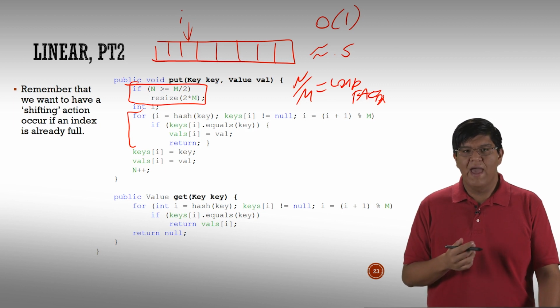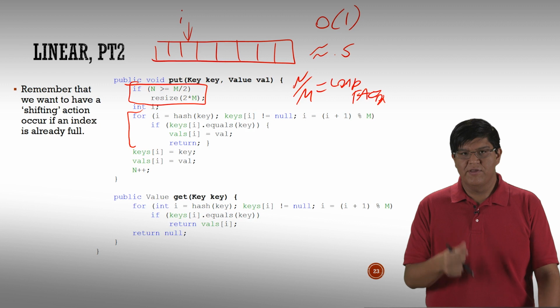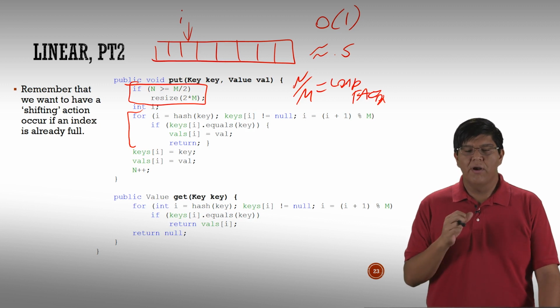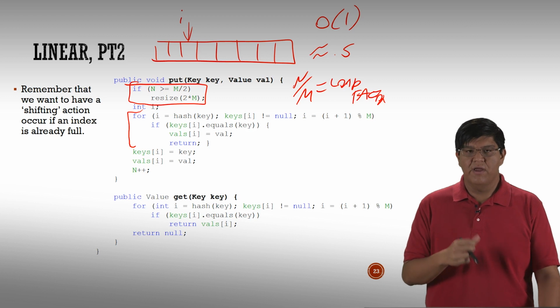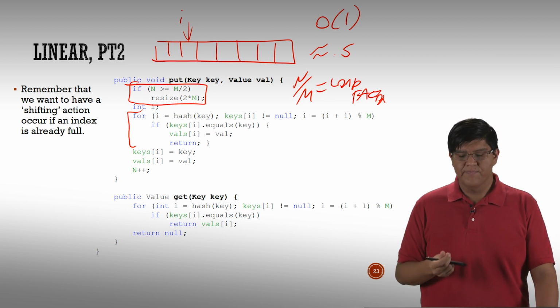Because if I want to add something, I have two cases. I either need to find an empty space because it doesn't exist, or it already is there, and I need to see if it's something I should update. If I do a put on something that's already there, I should update the value associated with that key that was already in there.